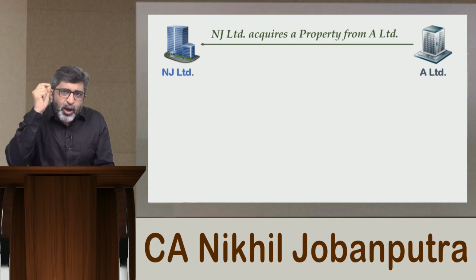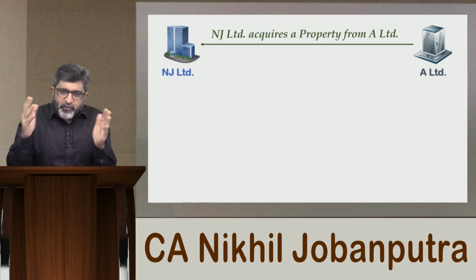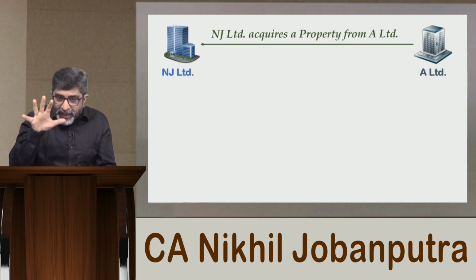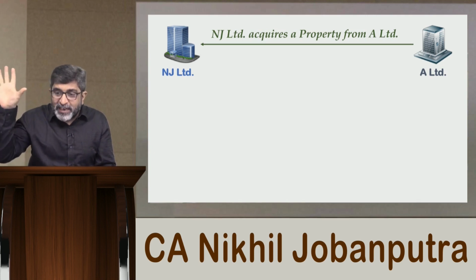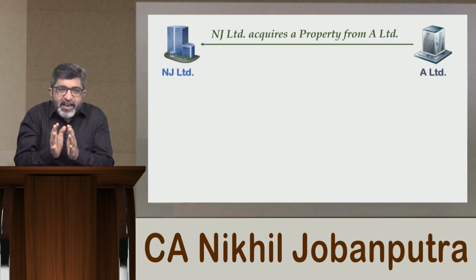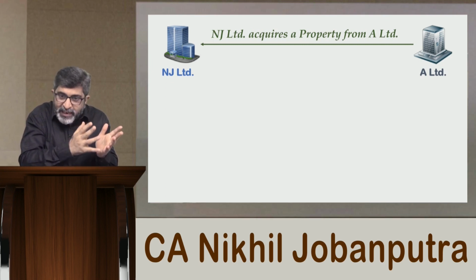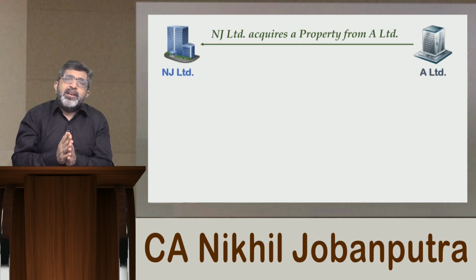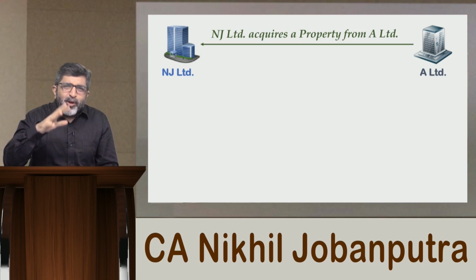So what accounting entry do you think NJ Limited will pass in its books for recording this transaction? The obvious answer is, in the books of NJ Limited, property account debit 50 lakhs to A Limited's account. So on one side NJ Limited has recorded an asset of 50 lakhs, on another side it has recorded a liability of 50 lakhs. Correct? No? Correct?